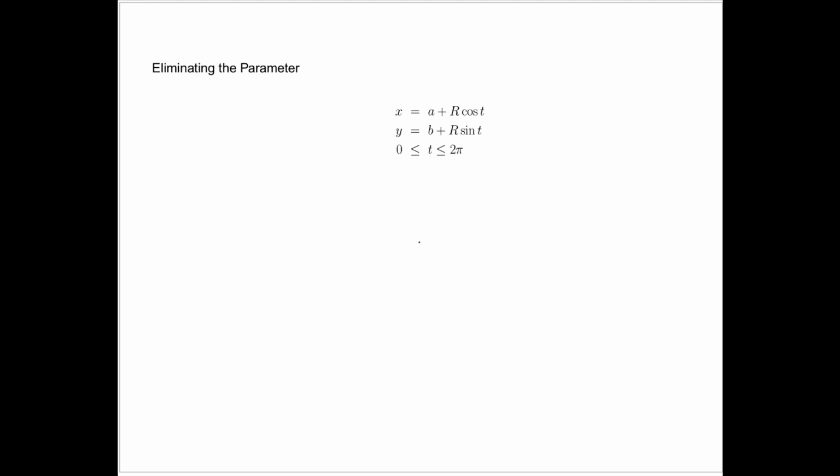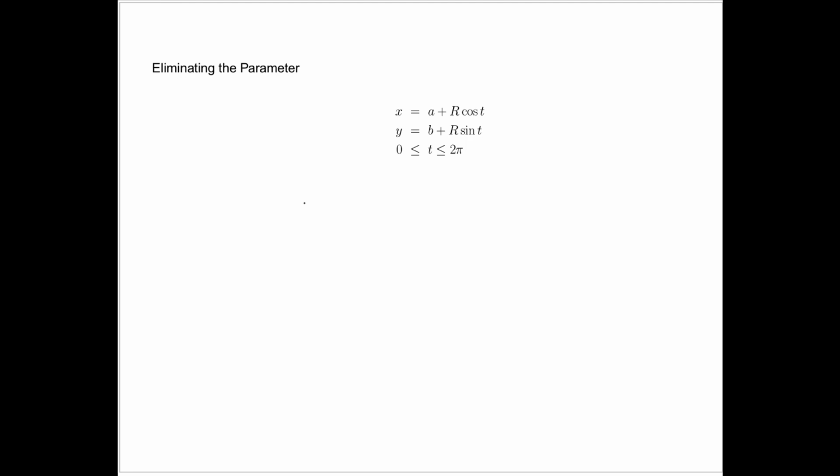I want to talk about going backwards. Let's say somebody gives you the parameterization. You'll see here we have the parameterization for the circle we looked at earlier, a circle whose center is the point (a, b) and whose radius is r. How can we eliminate the parameter, which means find an equation involving x and y, which will describe the curve? Well, the idea behind eliminating the parameter is somehow just derive this relationship between x and y that doesn't depend on t anymore.